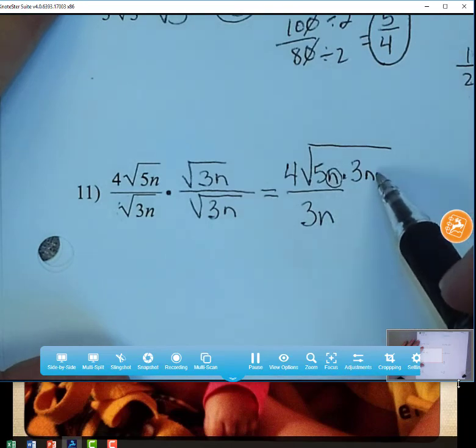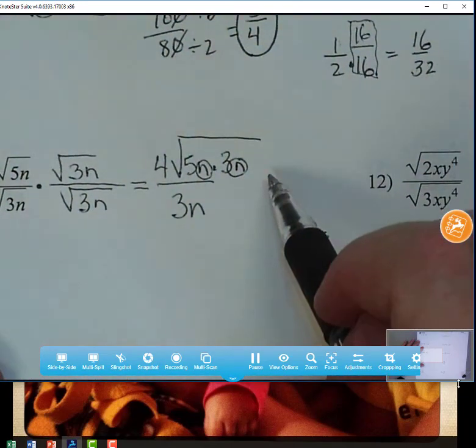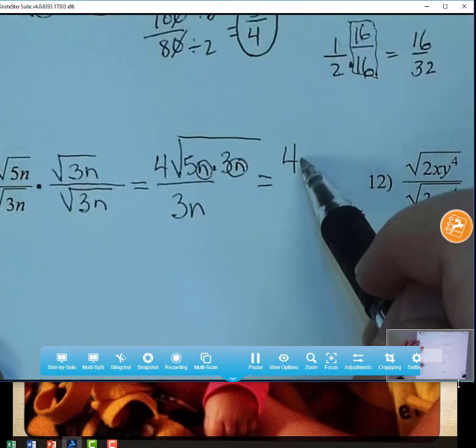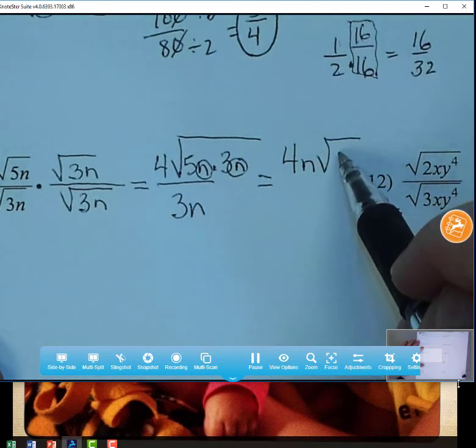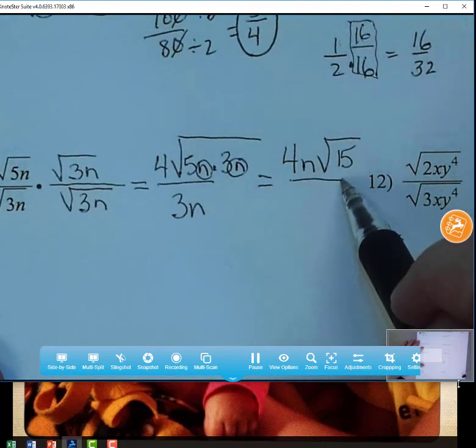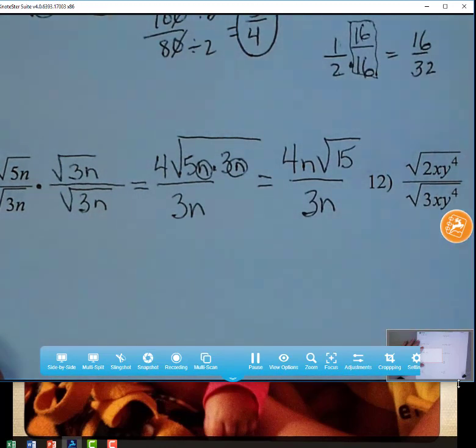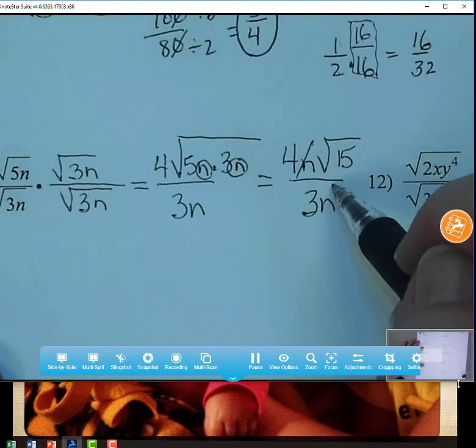And then I have a group of n, so I can remove 1, so that's going to give me 4n times the square root of 15 over 3n. Is there anything else I can simplify? The n's, exactly.